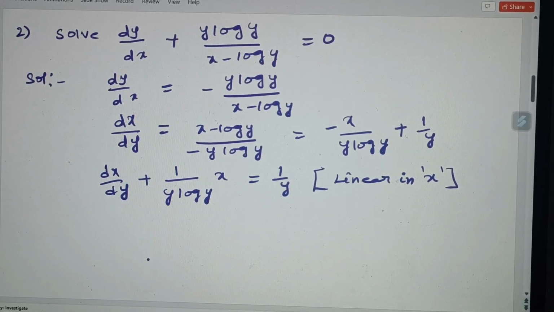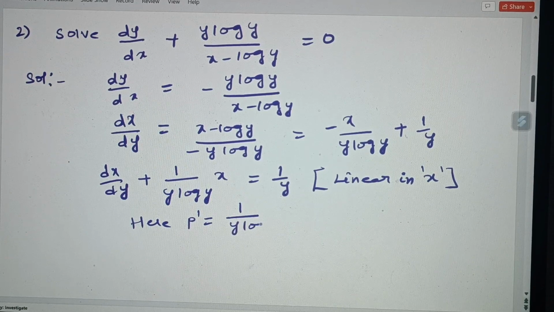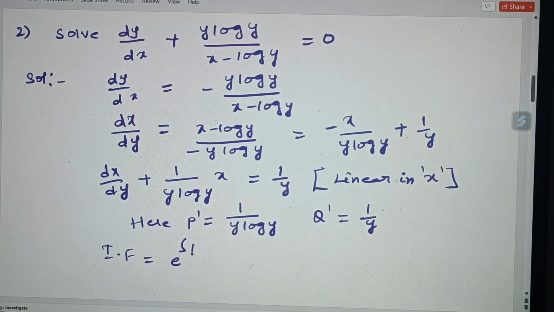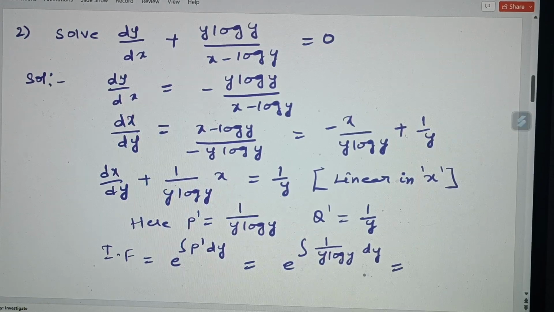After that you will write p dash and q dash. P dash is equal to 1 upon y log y, and q dash is nothing but 1 by y, by observation. What is the formula for the integrating factor? Integrating factor is equal to e raised to integral p dash into dy. This is e raised to integral 1 upon y log y into dy.